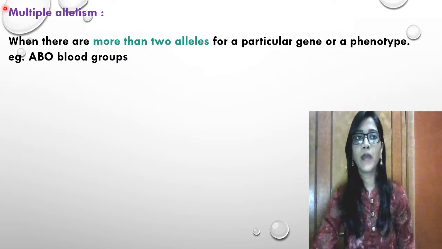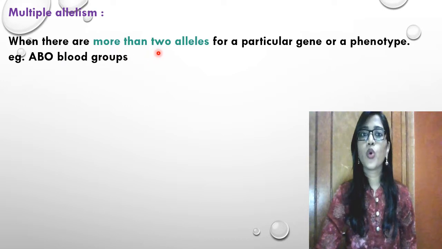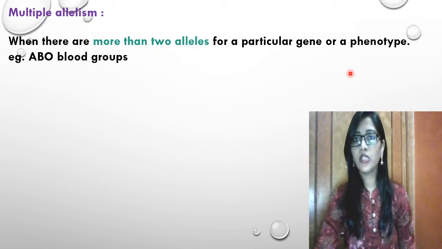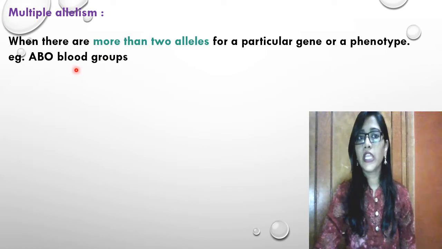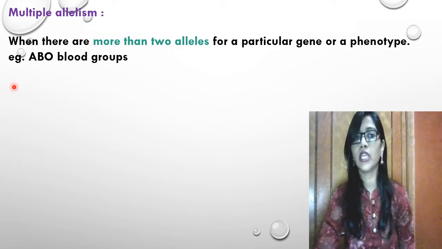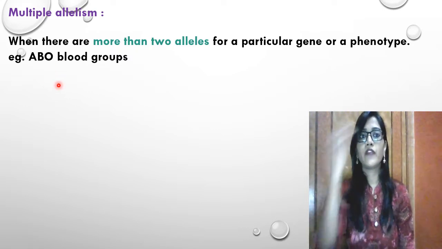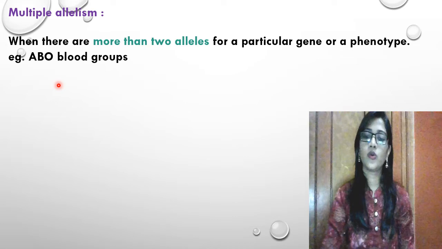Before going to that part, I will explain the ABO blood group system first. Multiple allelism means there are more than two alleles for a particular gene or phenotype, for example ABO blood groups. Try to understand: in the ABO system, we are talking about IA, IB and IO. For a single phenotype, that is the determination of a blood group, we are considering three types of alleles.